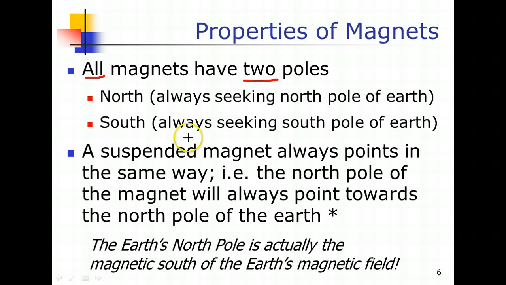So how do we know? Very simple. When we suspend a magnet horizontally, you'll find that it will always end up pointing the same way, meaning that the north pole of the magnet will always point towards the north pole of the earth. If you think about this carefully, in terms of magnetism, actually the Earth's north pole is actually the magnetic south of the Earth's magnetic field. Now we will talk about this in a while. We'll just skip this. Now moving on.